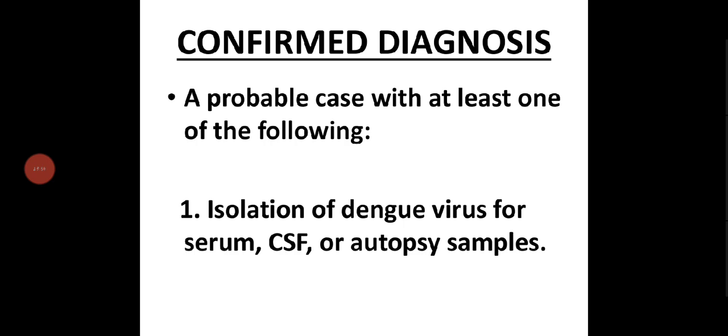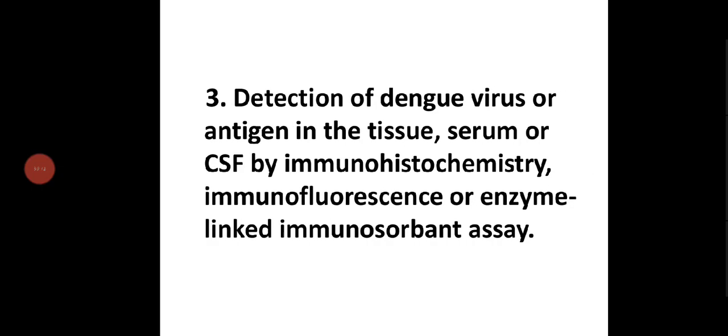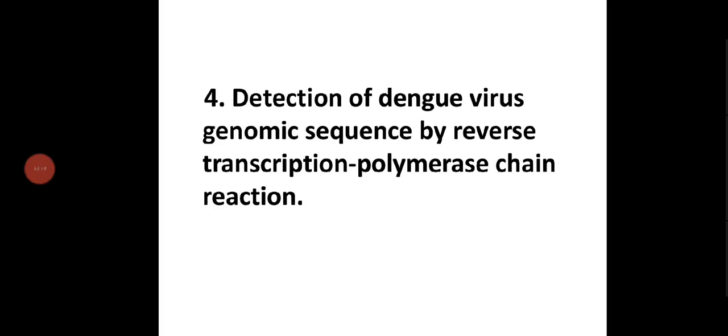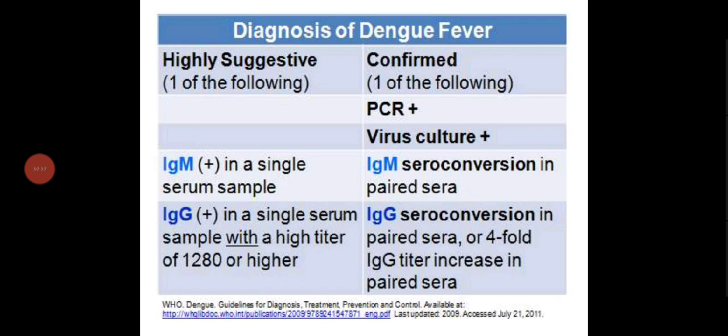Confirmed diagnosis is by isolation of dengue virus from serum, CSF or autopsy sample; fourfold or greater increase in serum IgG or increase in IgM antibody specific to dengue virus. If the IgM antibody of dengue virus is seen, then again it is confirmed. Detection of dengue virus or antigen in the tissue, serum or CSF by immunohistochemistry, and detection of dengue virus genomic sequence by reverse transcriptase polymerase chain reaction, again will confirm. This is what we've seen.